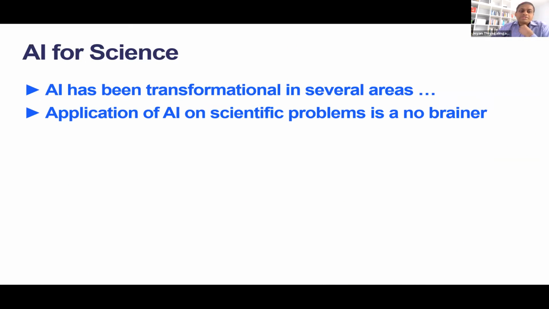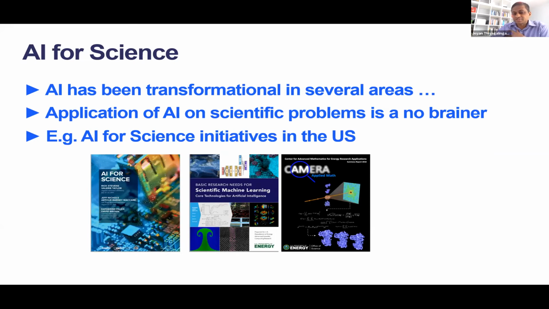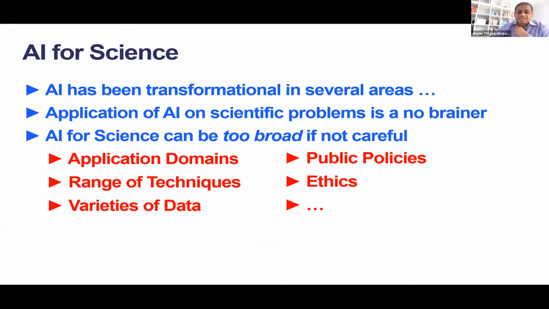Now, if I really go for AI for science, this is a generic topic. I don't have to say that AI has been transformational. The application of AI on scientific problems is a no-brainer, and of course there are the initiatives in the US. But it can become too broad if we're not very careful. It could cover various different application domains, a range of techniques, varieties of data, and also could get into other areas such as public policies and ethics. I'm not saying none of these are interesting, but given our focus, it could easily derail us from achieving what we really want to do.